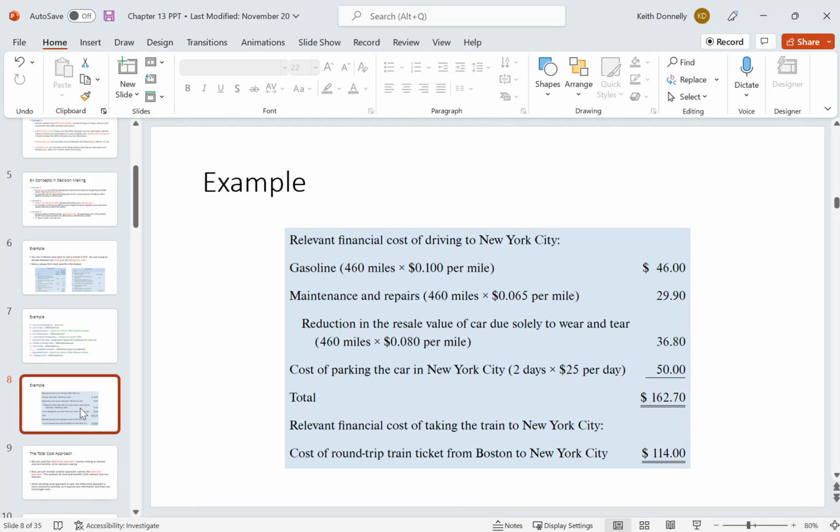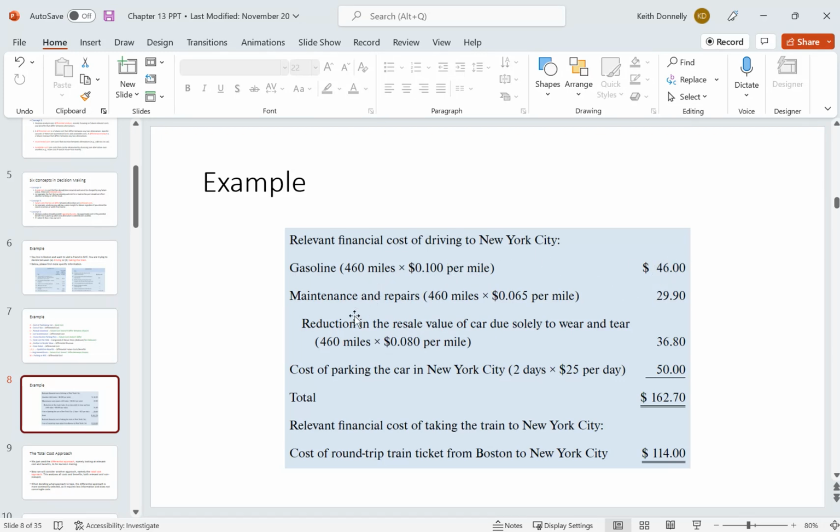Okay, so with all of that, based on what we defined as relevant versus not relevant, they're giving us some information here to compare it, right? So they have the relevant financial cost of driving to New York City. Gas, that's a relevant cost. Let's say it's 460 miles from Boston to New York City. We're looking at roughly 10 cents a mile here, 46 bucks.